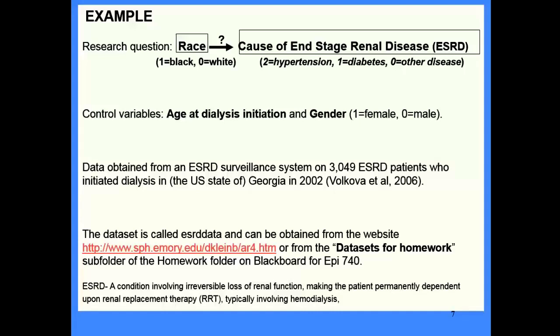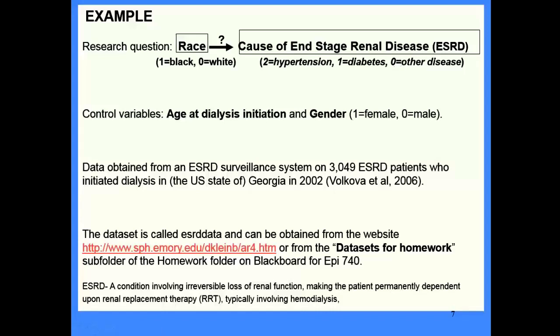And then in addition to this main exposure variable and this outcome, there are some variables to control for. So there are some C variables here. One of them is age when they started dialysis, and the other is whether they're male or female, their gender. So these are the 2 C variables. This is the E variable, and this is the D variable. The difference now is we've got 3 categories of it.